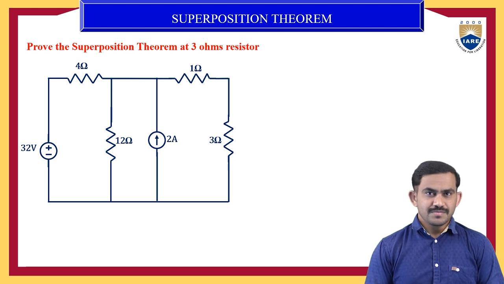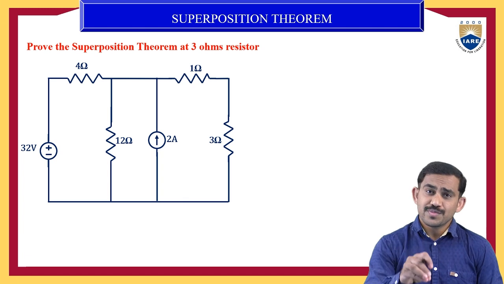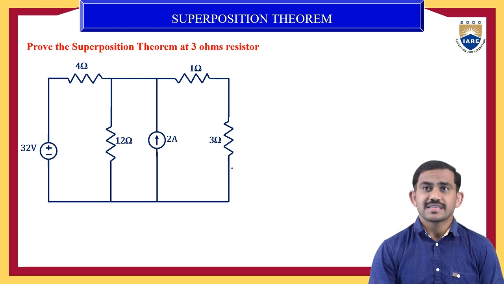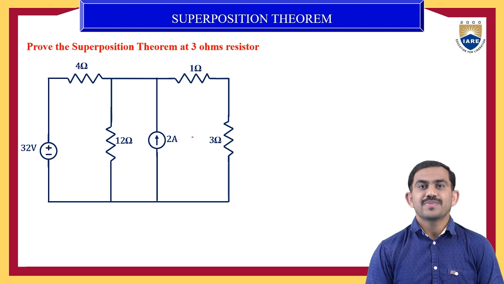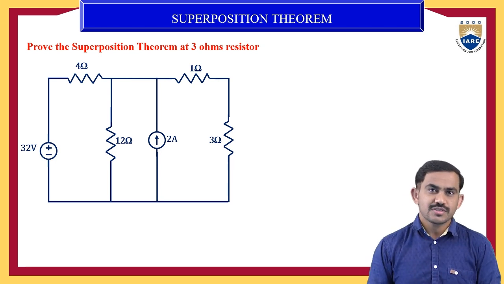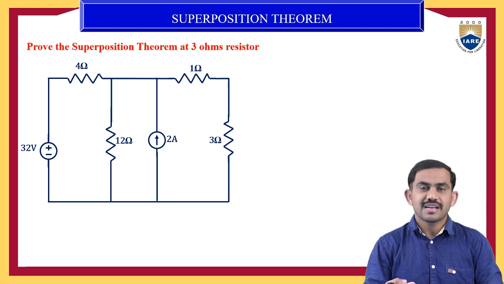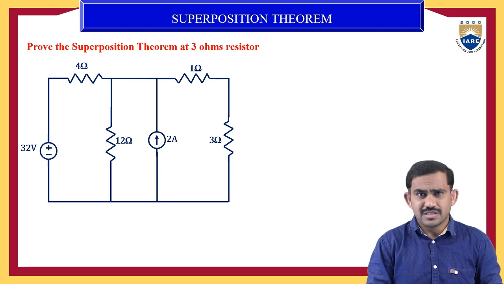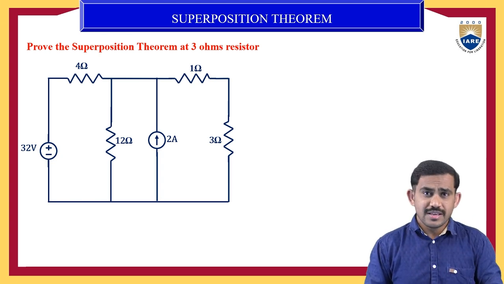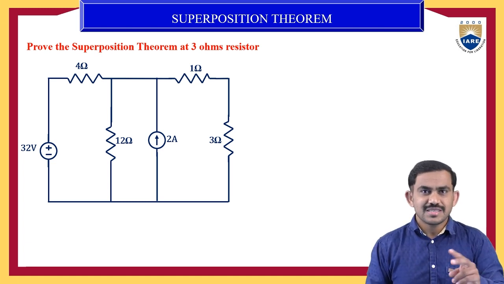Here I have a problem. I need to prove the superposition theorem across the 3 ohm resistor. Where do I need to find the current I? If the examiner wants the 3 ohm current using the superposition theorem, you need to find I1 as well as I2. If you have 4 sources, it means I1, I2, I3, I4, depending upon your sources. Here I have 2 sources. If the examiner wants only the superposition theorem, you need to find the 3 ohm current directly by using I1 plus I2.